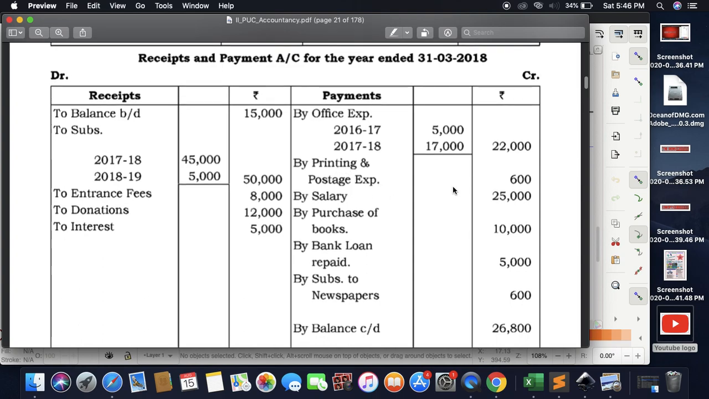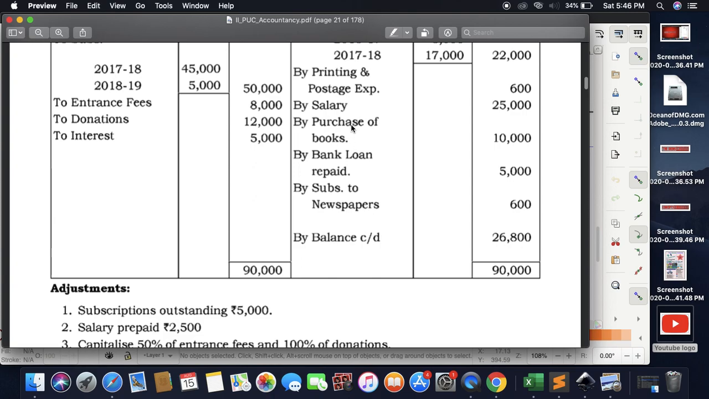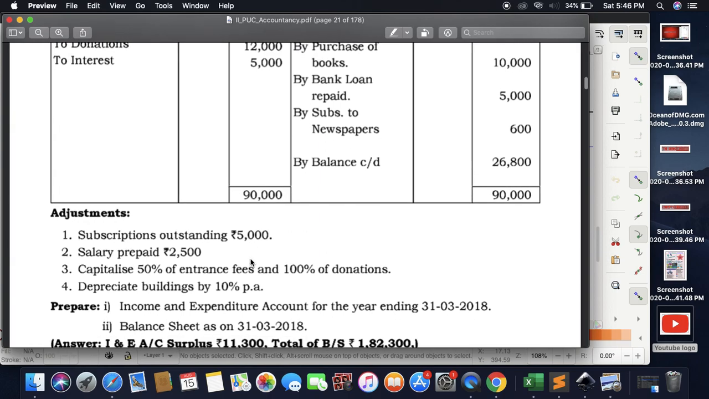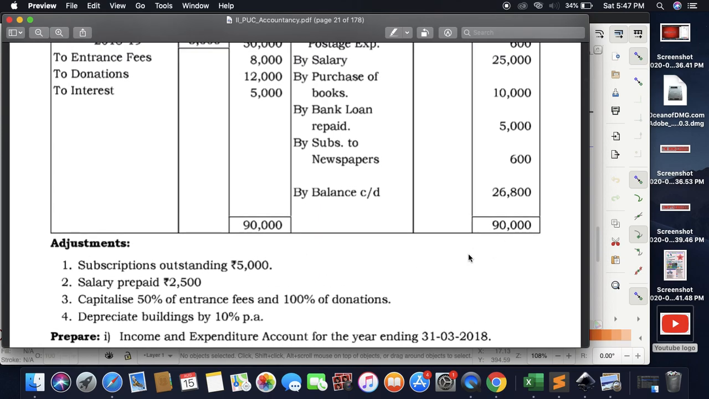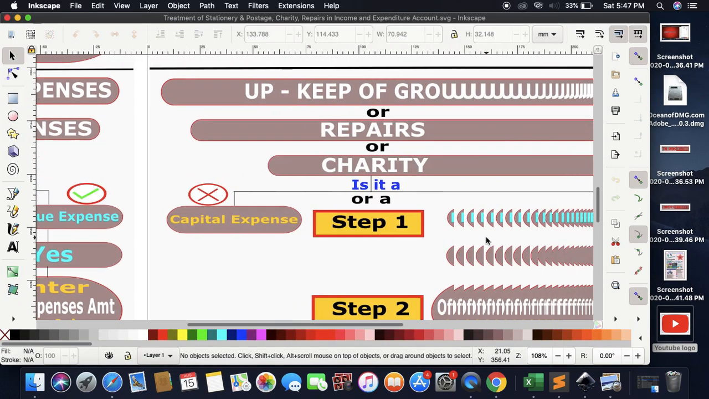So this entry is a capital expense. It will come in the payment side. I'm sorry, it's not a capital expense, it's a revenue expense. You write it in the outer column. Okay, now salary over here, yes, there is an entry, salary prepaid, so we cannot take that. But for subscription to newspapers, there is no adjustment over here. So this is an entry which you have to write in the expenditure side and in the outer column straight away. This is what this flowchart is talking about.